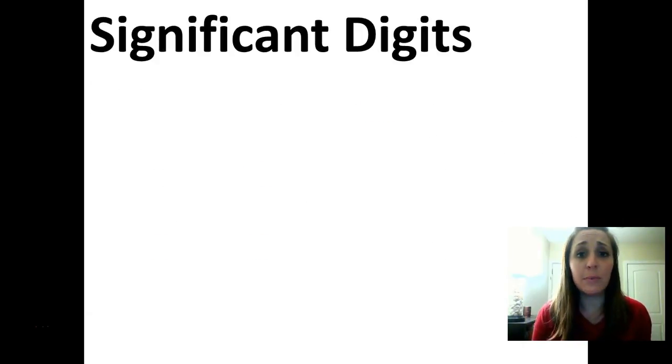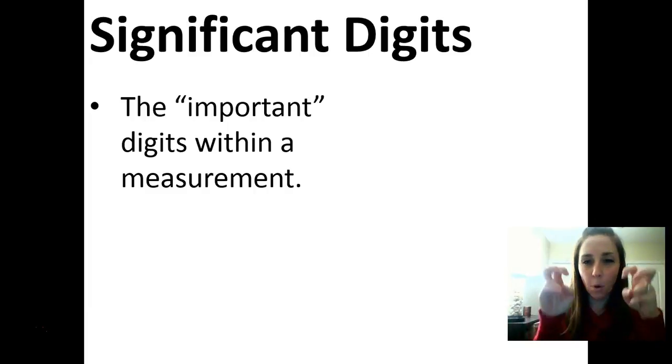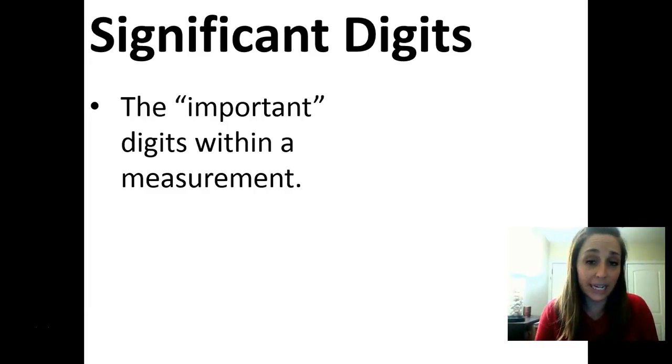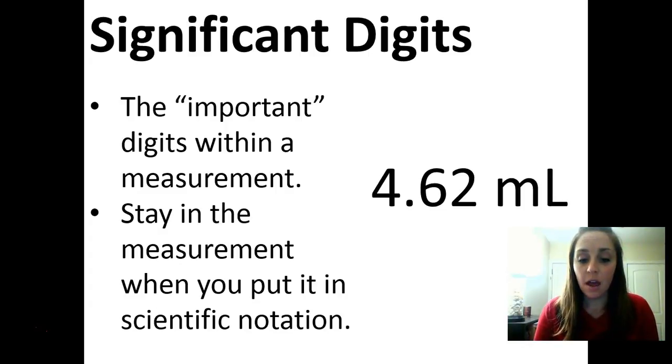So let's start from the beginning when we talk about significant digits. Significant digits are the important digits, those digits that you want to keep in any measurement. They stay with the measurement whenever you put it in scientific notation too, so we'll get to that later in the lesson. In this measurement, 4.62 milliliters, the 4, the 6, and the 2 are all significant because they're all non-zeros.